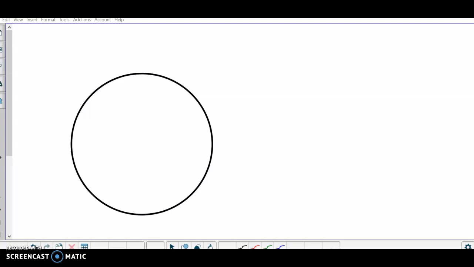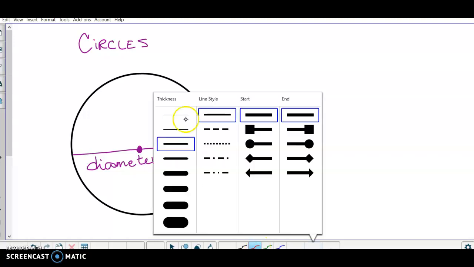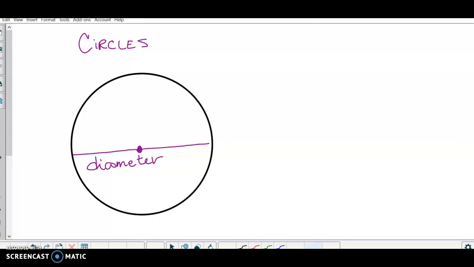We're going to continue to talk about circles. I want to just recap vocabulary on circles. So remember, if we have the center of our circle and we have a length all the way across, this is called our diameter. If we have a length from our center that is halfway across, this is called a radius.